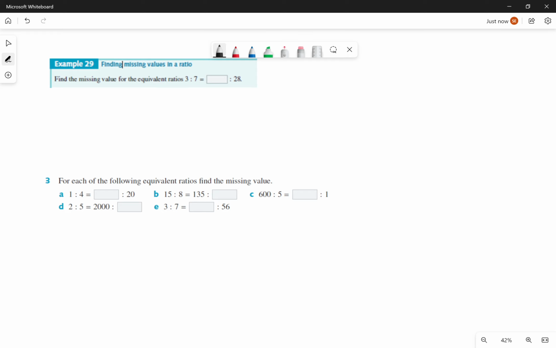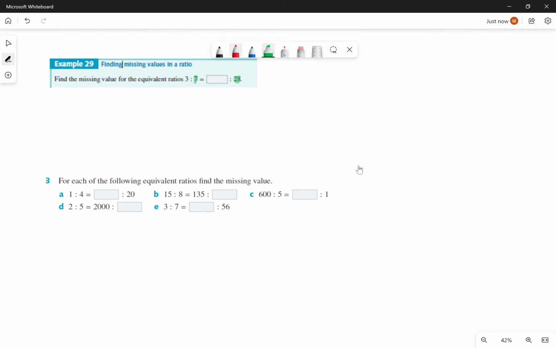Alright, so we're going to look at, if we have two ratios and there's a missing number, how do we find that number? So two ratios that are equal, how do we find a missing number? So we've got 3 to 7 down here is equal to something to 28. So what I'm going to do is, I know the second number is 7 and 28.